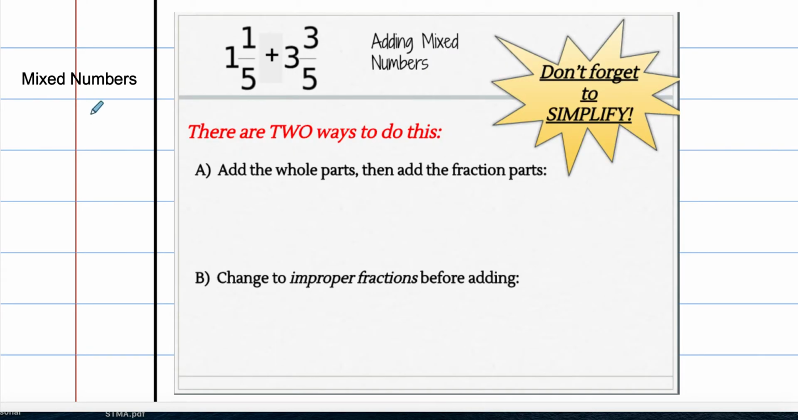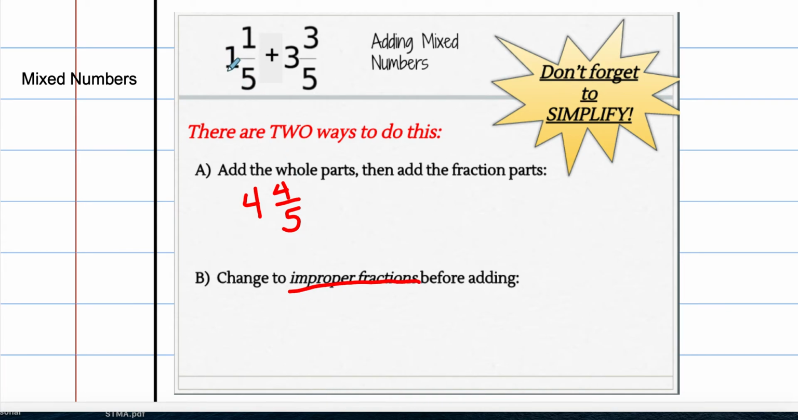What do we do now with mixed numbers? So if I was adding these two mixed numbers, there's two ways. I could just add the parts and say that's 4, and then add the tops, since I already have a common denominator, and say I have 4 and 4/5. Easy most of the time. However, this way works all of the time.